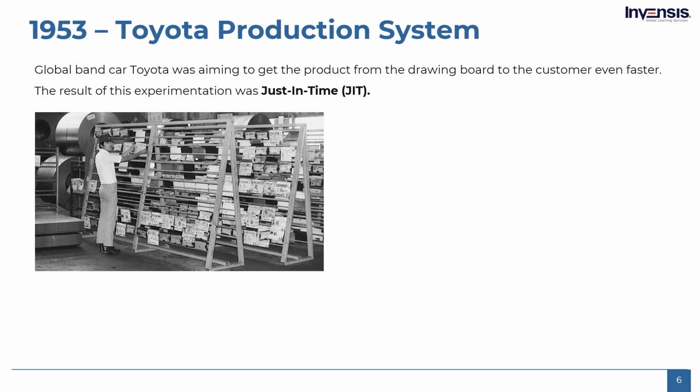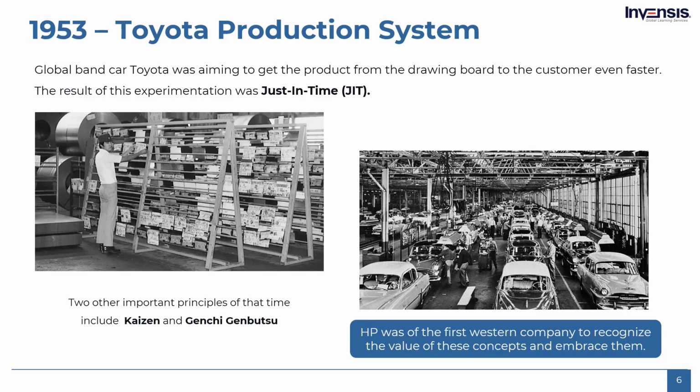Meanwhile, in post-war Japan, 1953, the global car brand Toyota was experimenting with ways to streamline the production process. Their aim was to get the product from the drawing board to the customer even faster. The result of this experimentation was just-in-time manufacturing. And two other important principles any modern product manager will recognize: Kaizen, incremental improvement through innovation, and Genchi Genbutsu, to go to the source to find the facts to make correct decisions. These concepts slowly made their way across to the West, and HP was one of the first to recognize its value and embrace it. This brought a new way of thinking, customer-centric, brand vertical, and lean manufacturing into the picture.